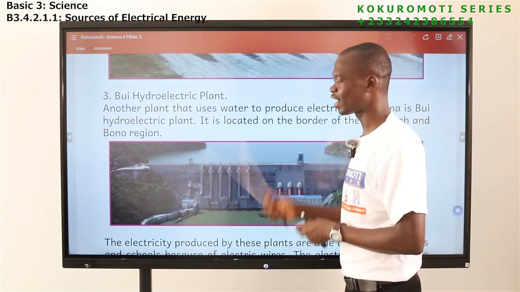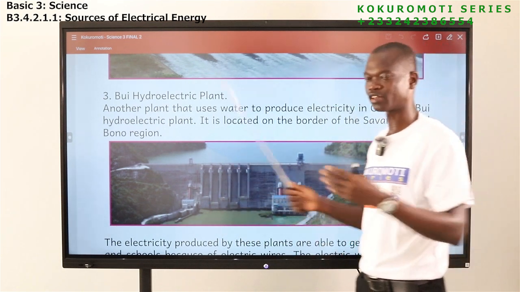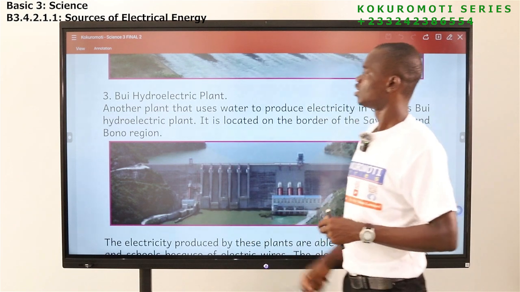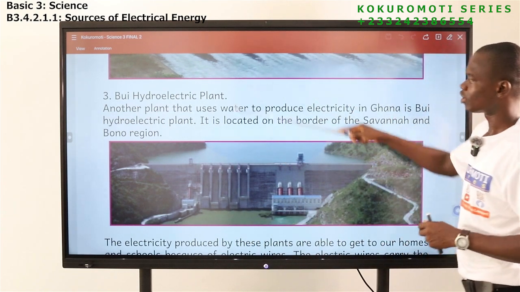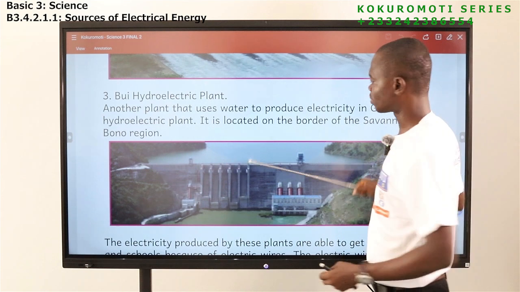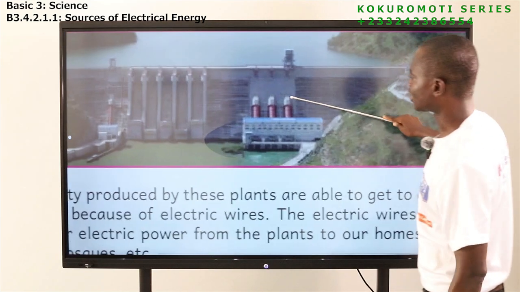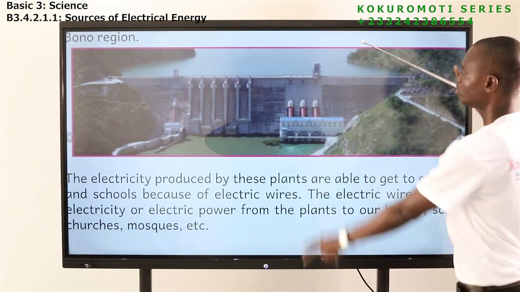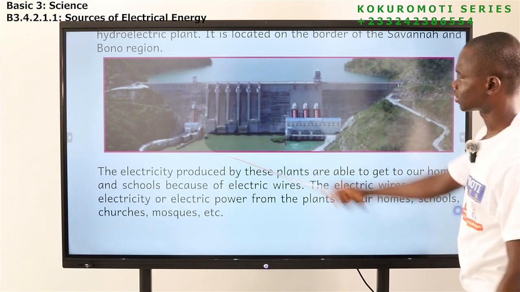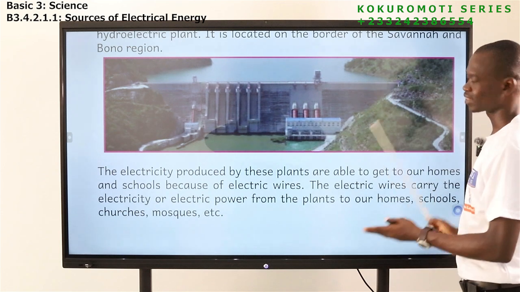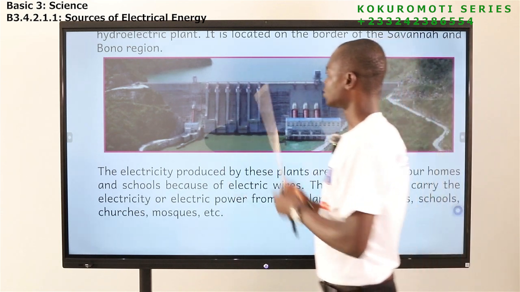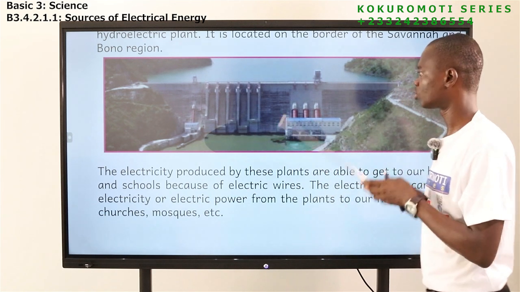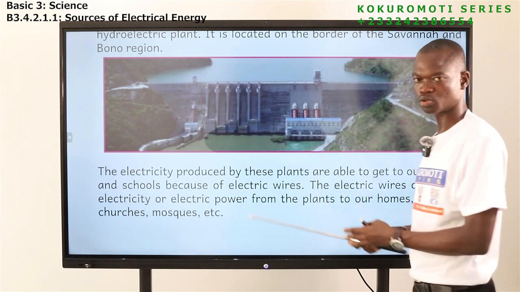I've explained to you that a hydroelectric plant is just a machine that uses what? Water to produce or generate electricity. So those around also get electricity from these plants, and the picture is here. Look at the picture. This is how the Bui hydroelectric plant looks. It's just a dam. The machines are able to convert the power in the dam or the water and then produce what?